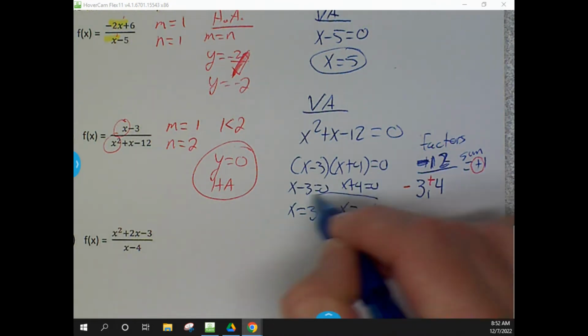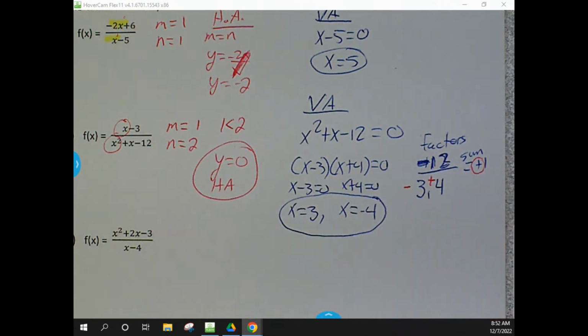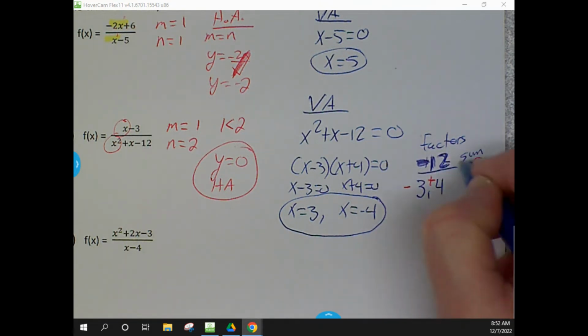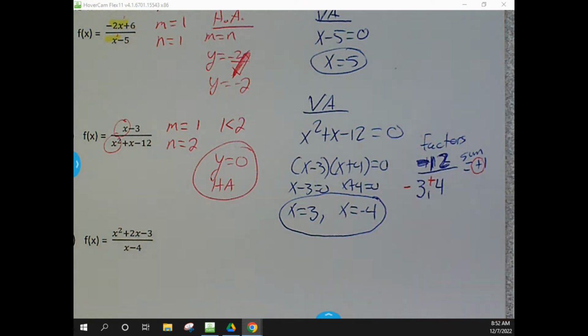What's that finish for the two factors? Is that negative 1 or 1? That's supposed to be right here. Yeah, it's supposed to be a negative 12. And then we'll look for the sum equal to positive 1.